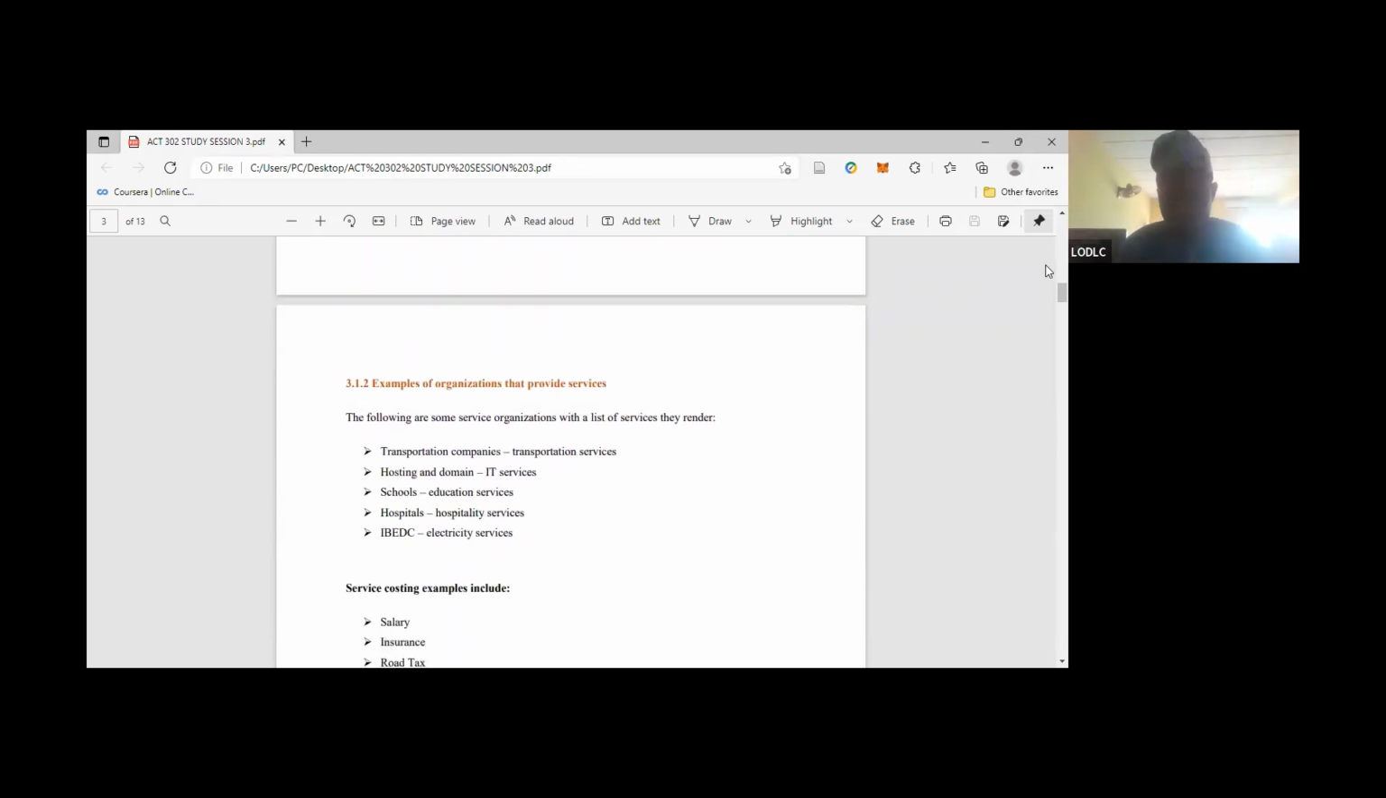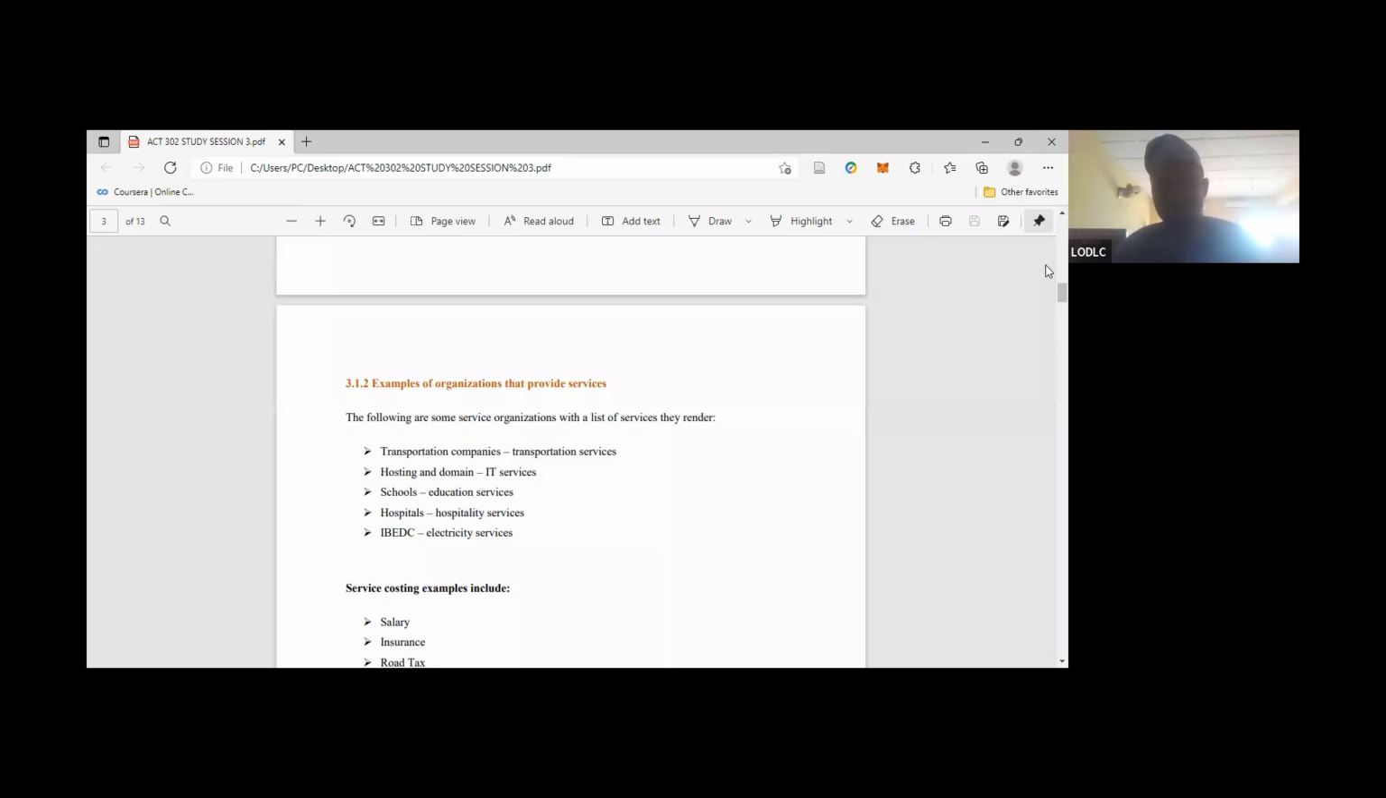Now, what are the examples of organizations that provide services? We have transportation companies, we have hosting and domain, we have schools, we have hospitals, we have IBEDC, that is electricity services. Do you understand? The transportation company we are talking about, what kind of services do they provide? They are providing transportation services. For the hosting and domain industry, what type of services are they providing for us? They are providing what? IT services.